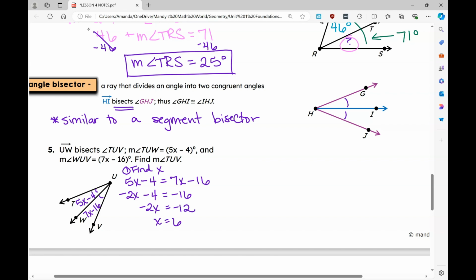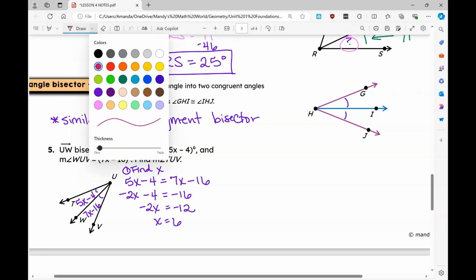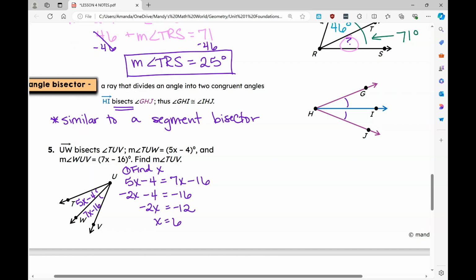Okay, now I have found the value of x. What can I do now? Plug it in, plug it in. The measure of angle TUW is 5x minus 4. I know that x is 6, so I'm going to plug it in. 5 times 6 minus 4. 5 times 6 is 30. 30 minus 4 is 26. The measure of angle TUW is 26 degrees.